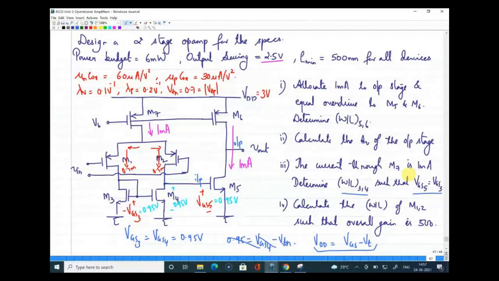Okay, sir. Yeah, and one more thing. I think Anushka has another question. So there is one more thing to get clarified here. Your question is, how can we say for M4 VDS is equal to VOV if it's not at the edge of saturation? Anushka, can you ask that again? M4.